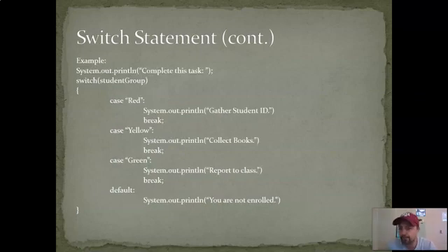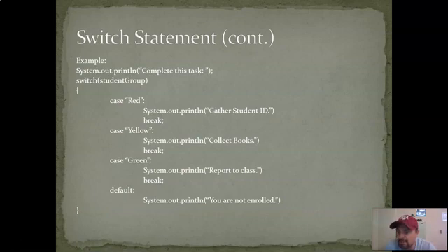So for example, let's say we have a task list to complete based on which student group we're in. If we're a red student, we haven't gotten our ID from the school, and we need to go gather. If we're flagged as red, we need to go gather our ID. If we're flagged as yellow, we're almost ready for school. We need to go collect our books. If you're flagged as green, you need to report to class. If you're flagged as any other color or not flagged at all, then you are not enrolled. You would have to enroll in the school.